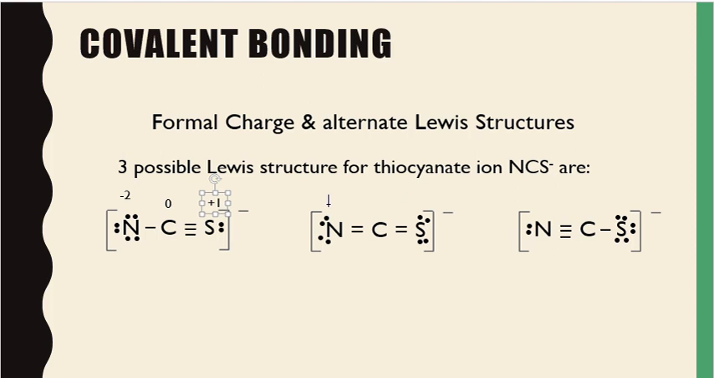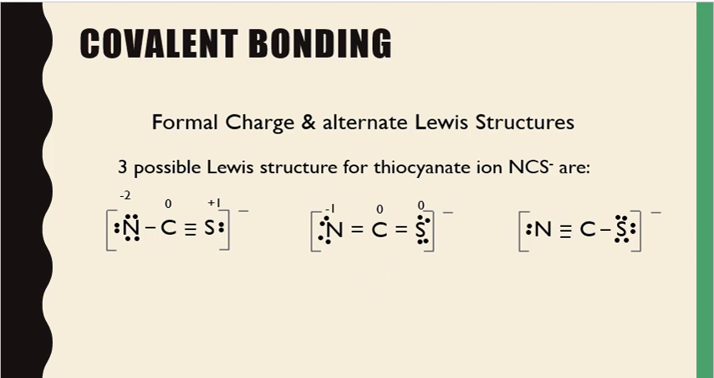Now if we look at the second one that I have here, nitrogen is 5 minus 1, 2, 3, 4, 5, 6. That's a -1. Carbon, 1, 2, 3, 4. That's a 0. Sulfur is 6, 1, 2, 3, 4, 5, 6. That's 0 as well. Okay, so already between these two, this one is going to be more likely because we have the formal charges that are closer to 0.